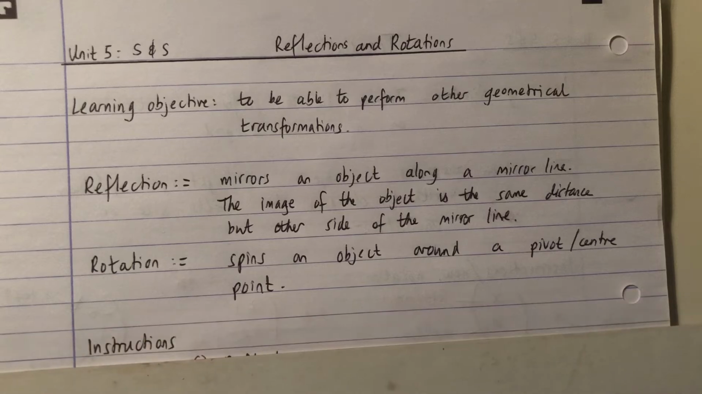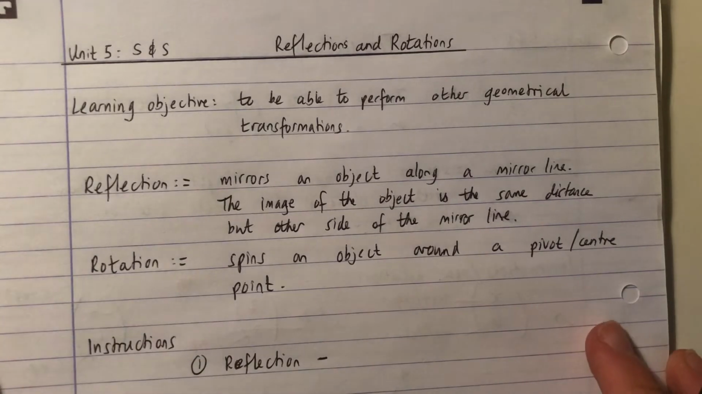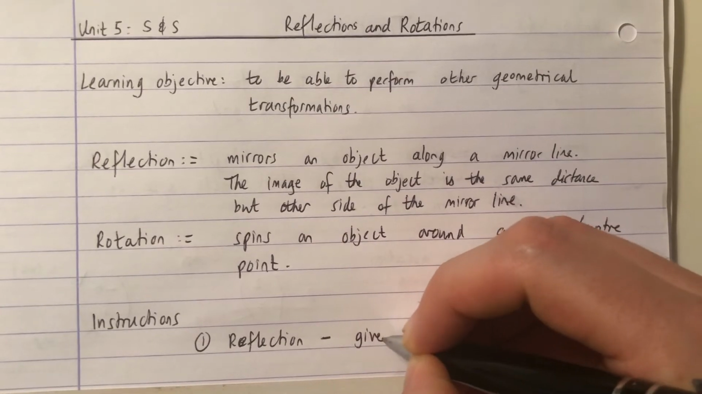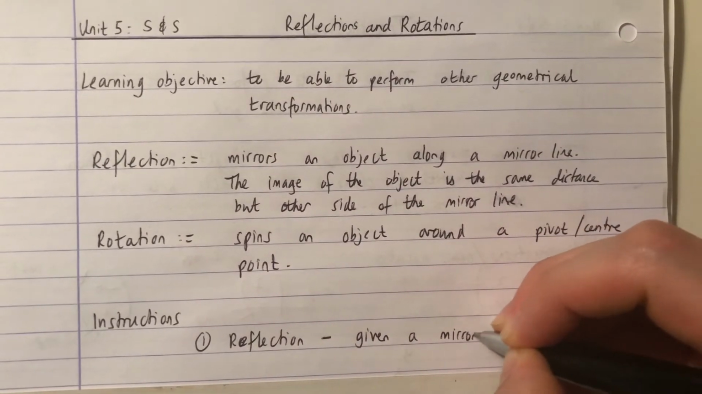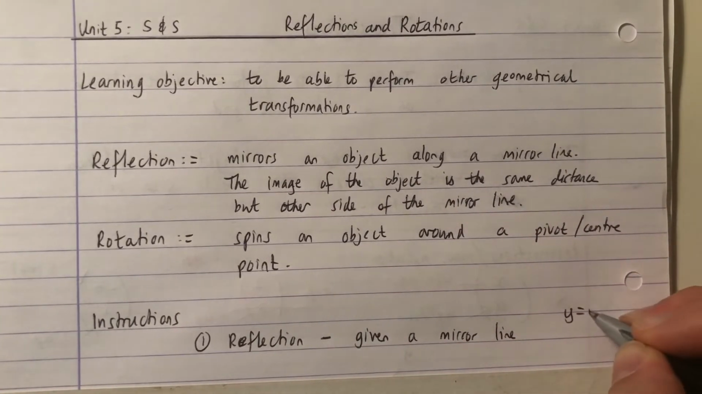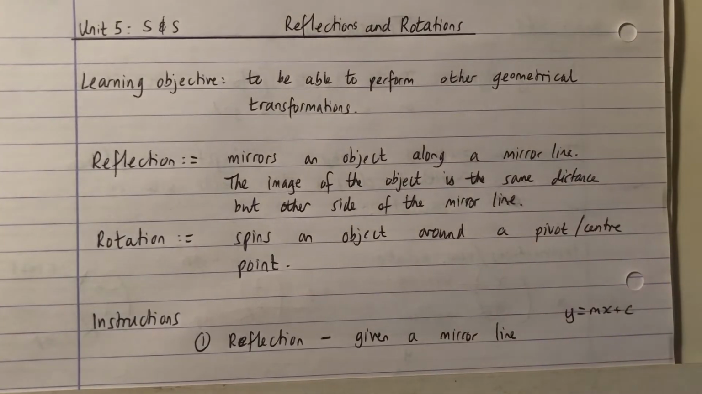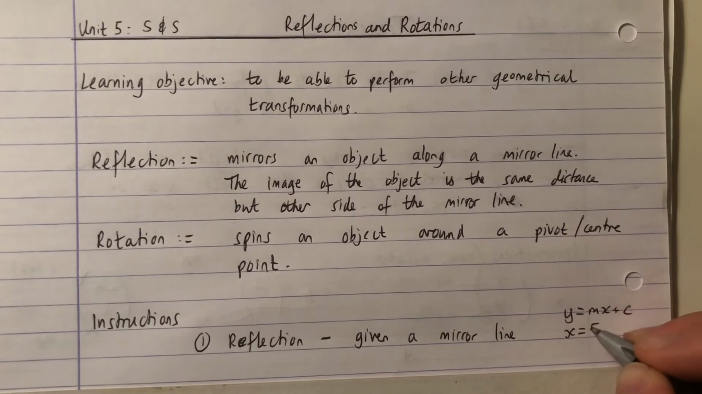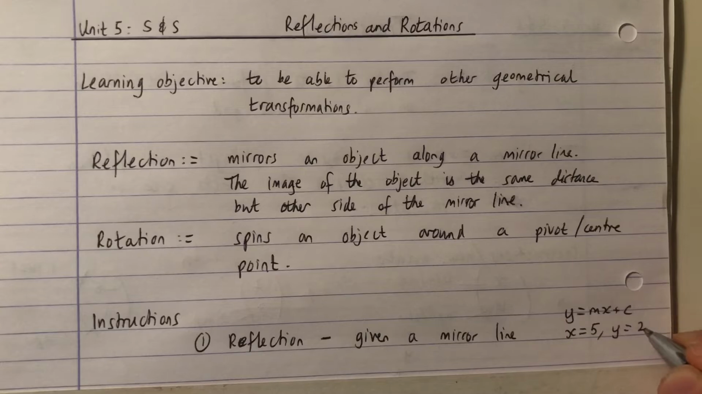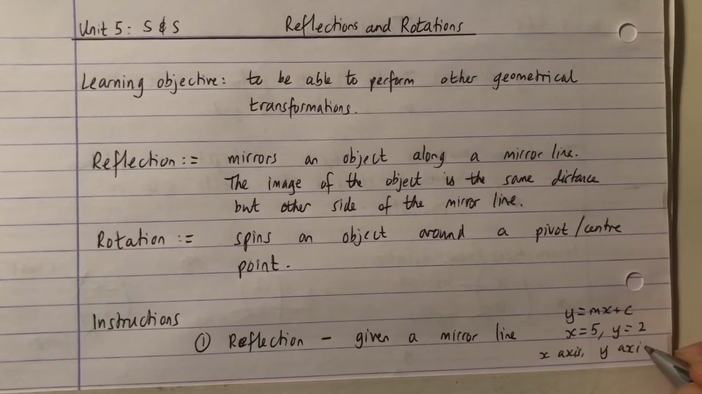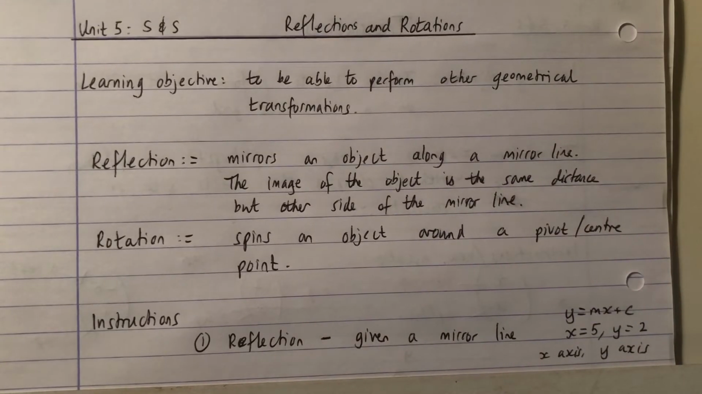Now, the instructions for these two types of transformation are very specific. For a reflection, you need to be given a mirror line. Okay, so you are given a mirror line, and the mirror line could be in the form y is equal to mx plus c. It could be something like x equals 5, y equals 2. They could just say x-axis, they could just say y-axis, but it will be a straight line guaranteed.